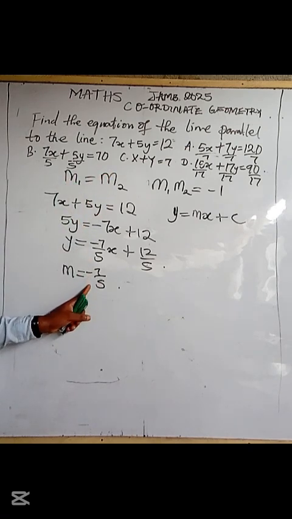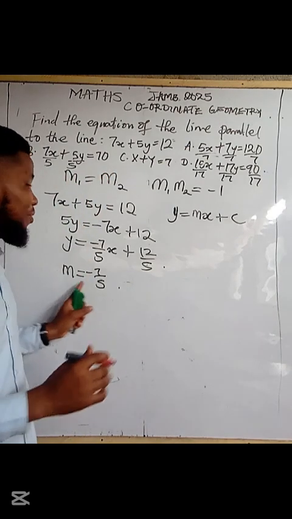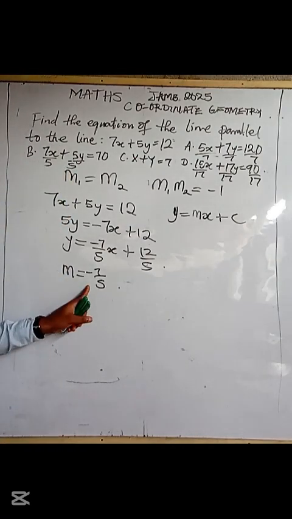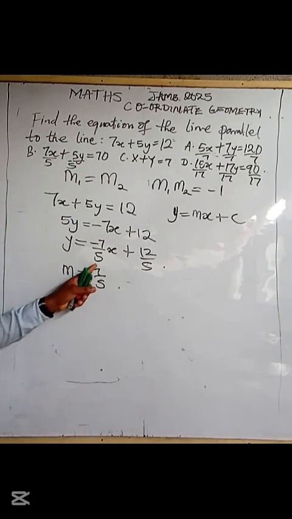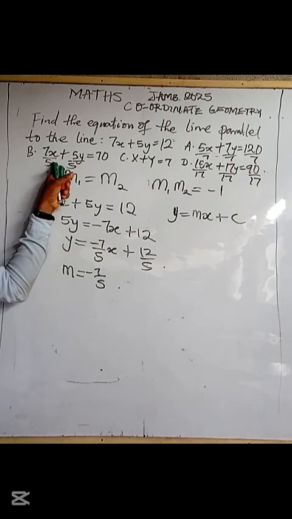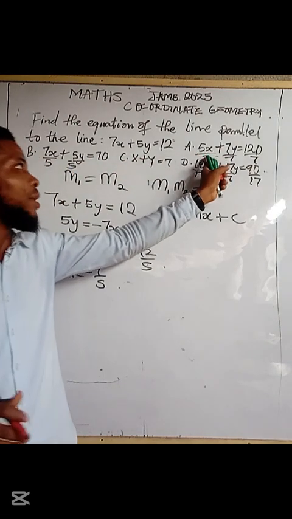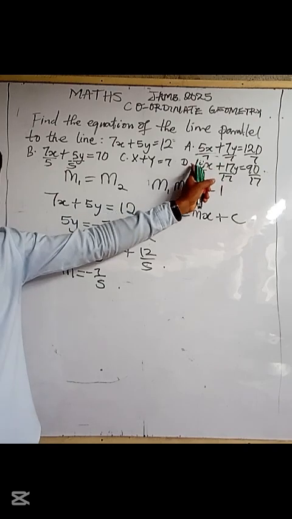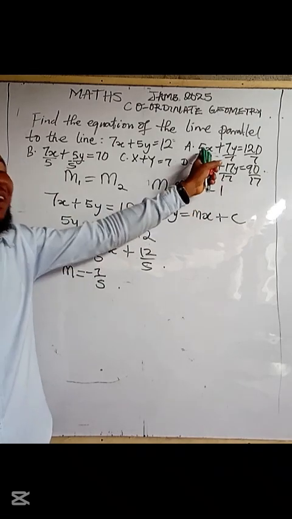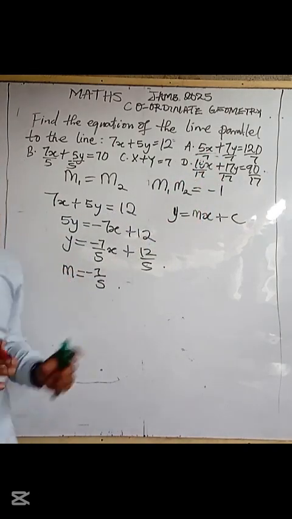Sorry, that was a slip of the tongue. Now look at the main answer here, minus 7 over 5. So this one will give you minus 7 over 5. So B is actually the answer, not A, alright? This one is 5 over 7, not minus 7 over 5. So minus 5 over 7. So B is the answer, alright?